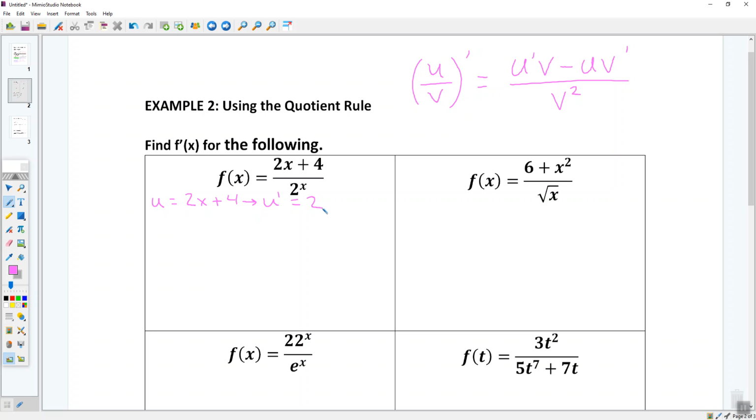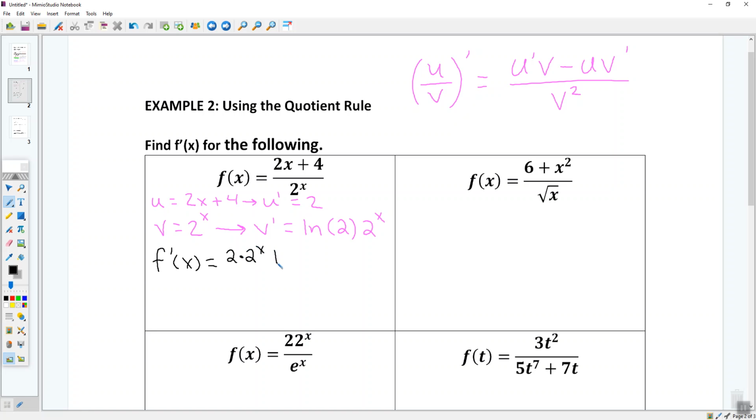What do you want v to equal? 2 to the x. So that implies that v prime shall be the natural log of 2 times 2 to the x. Okay, my friends, here comes f prime of x. So f prime of x would be u prime first, right here, 2. Careful, it's u prime, which is 2, right? Times v, 2 to the x. 2 times 2 to the x to start. We all agree there?